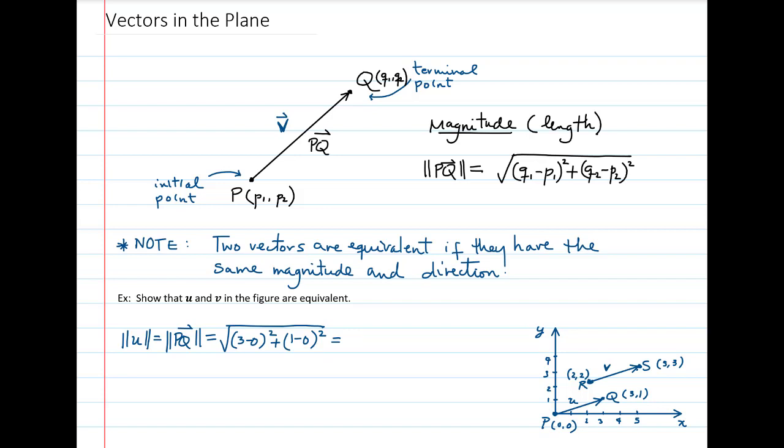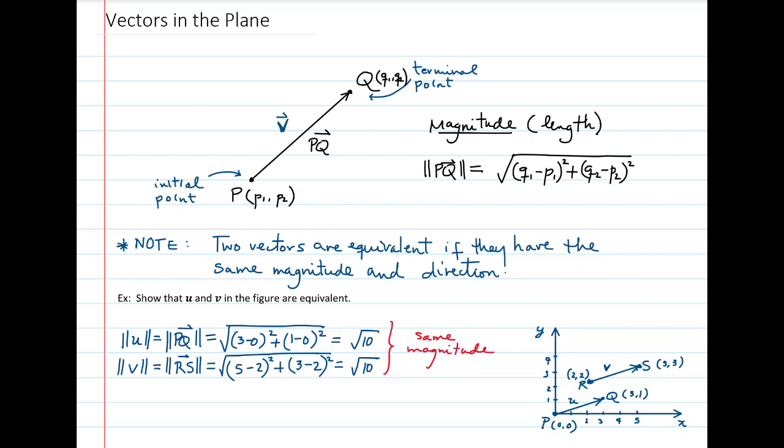Okay, after putting all those coordinates into my formula, I get that the magnitude of u is square root of 10. In the same way, I'm going to find the magnitude of v, the directed line RS. We have the coordinates of the initial point and the terminal point, and we apply our formula, and we get that the magnitude of v is also square root of 10, proving that they in fact have the same magnitude.